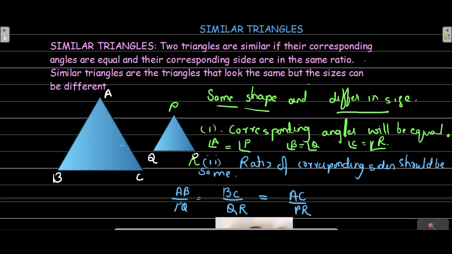So, what was the first condition? That the corresponding angles should be equal, and the second is that the ratio of the corresponding sides should be equal. Now, let us go to this definition; now you will understand it more appropriately. Two triangles are similar if their corresponding angles are equal and their corresponding sides are in the same ratio or proportion. Similar triangles are triangles that look the same but the sizes can be different. This is the basic definition of similar triangles.